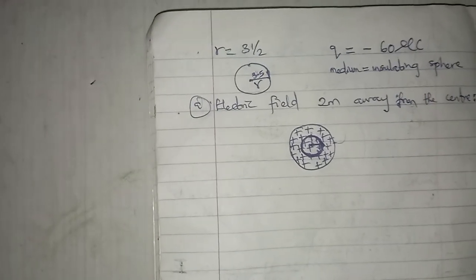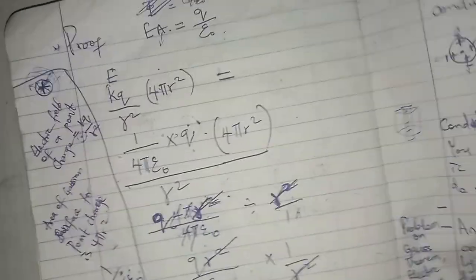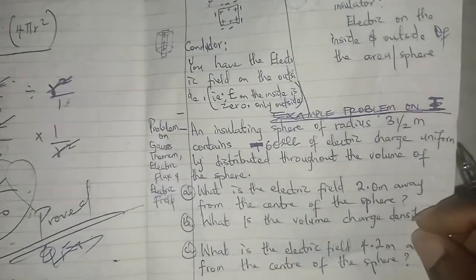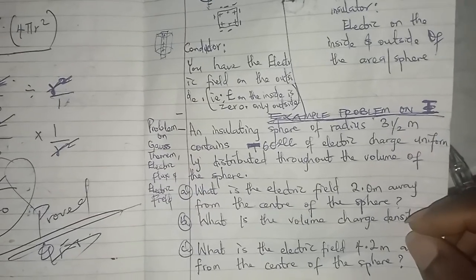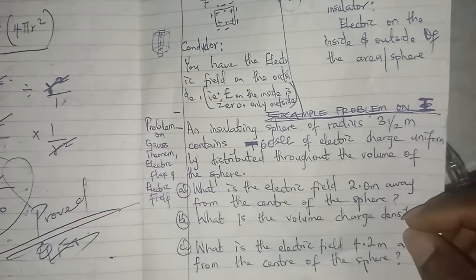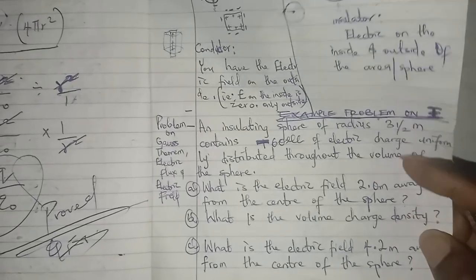Now that I've enclosed it, I can say, okay, let me now find this. And notice everything they talked about here. Remember I told you, whenever you're talking about charge distribution or electric field distribution, always pay attention to what you are given. Notice that from the question, they did not say throughout the surface. They said throughout the volume of the sphere. Distributed throughout the volume of the sphere.